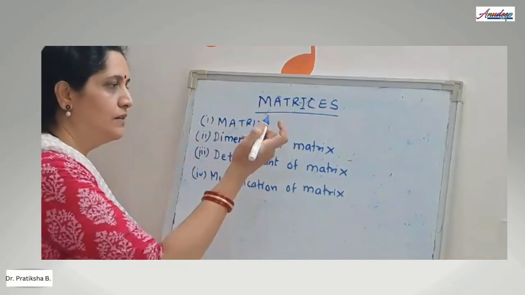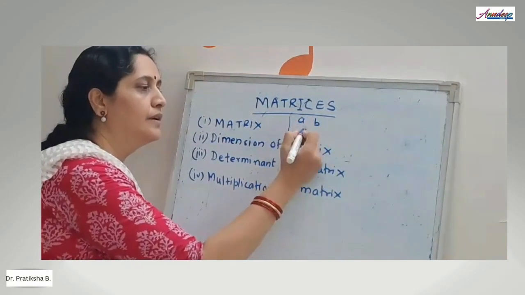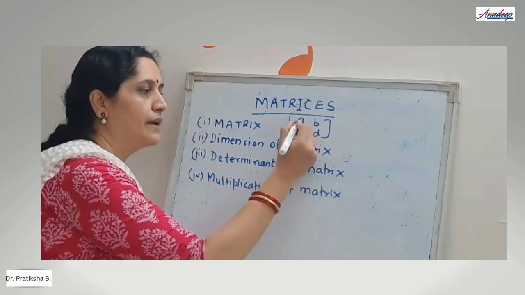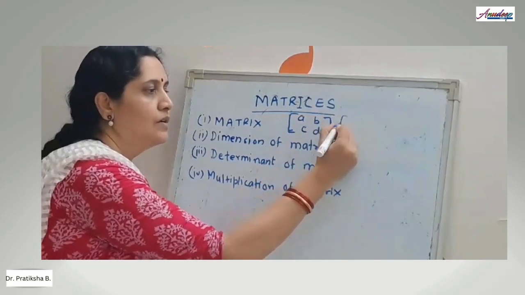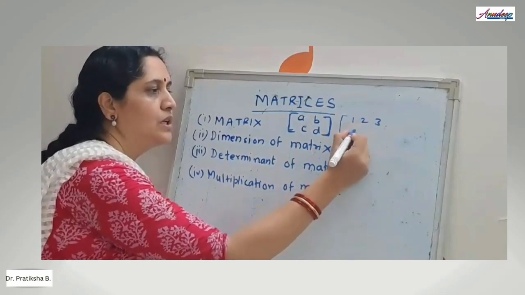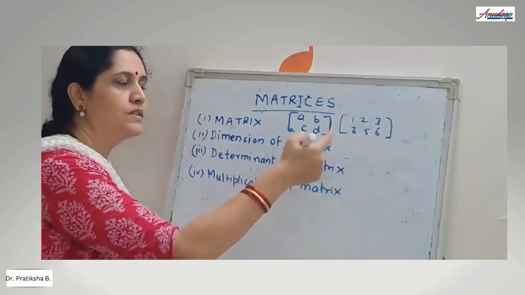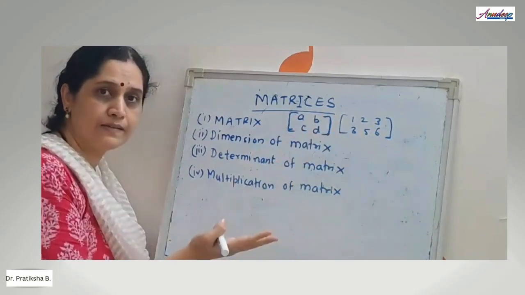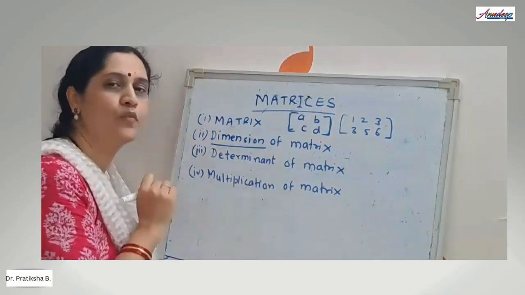Let us understand the basic definition: a matrix is an arrangement of numbers in two square brackets. So these are the two square brackets and you're arranging numbers between them. It can be 1, 2, 3, 3, 5, 6. So this is what a matrix is. Both are matrices, but the difference between them is the dimension of a matrix.